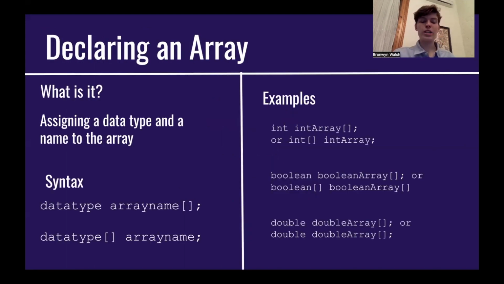So there are a couple of ways to declare an array. The basic notion, however, is that you're giving the data type as you would with a normal variable and a reference name, but adding brackets after one or both of these aspects. It's as simple as that.